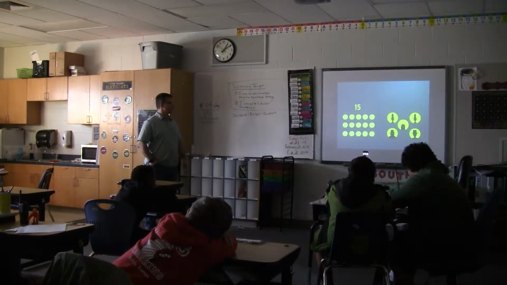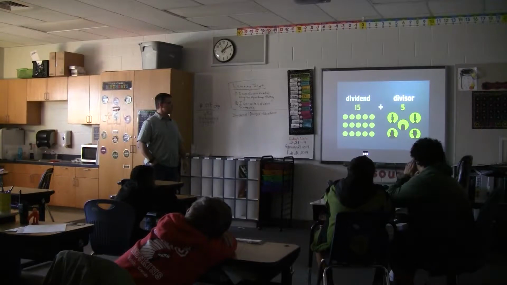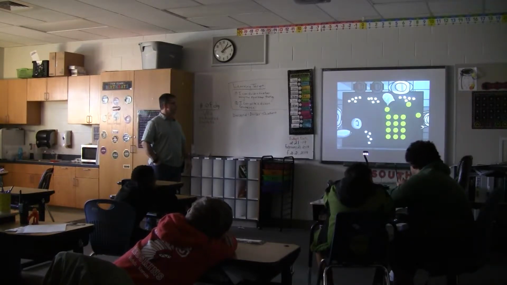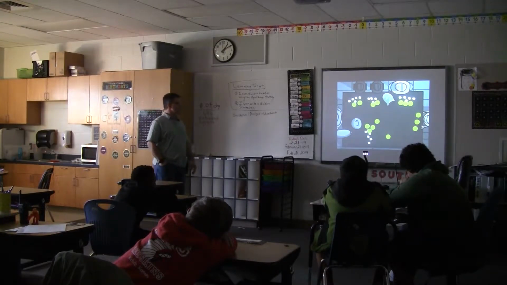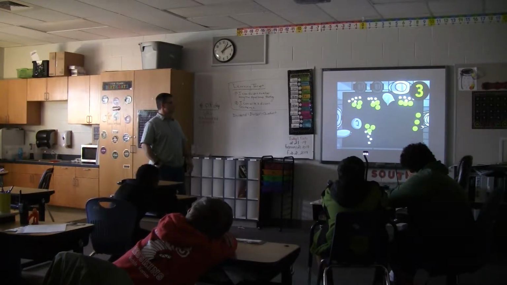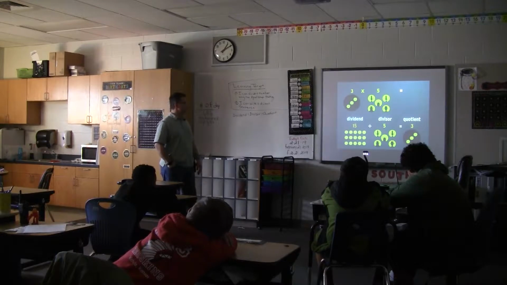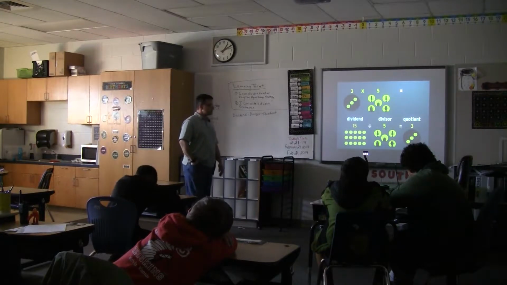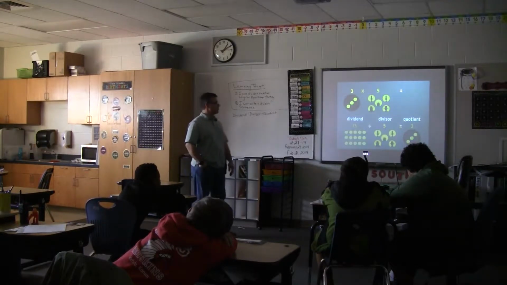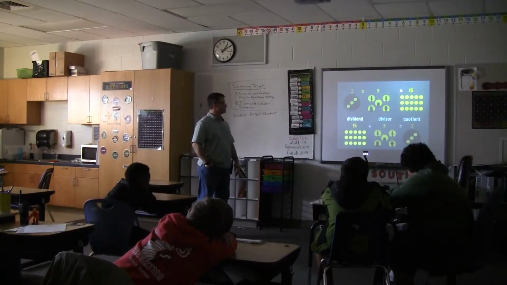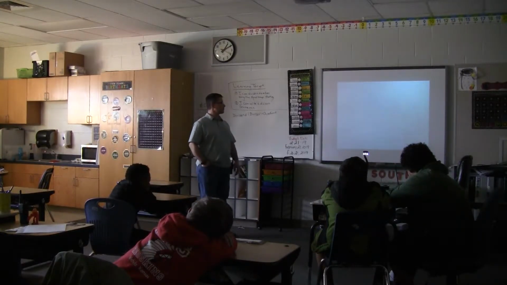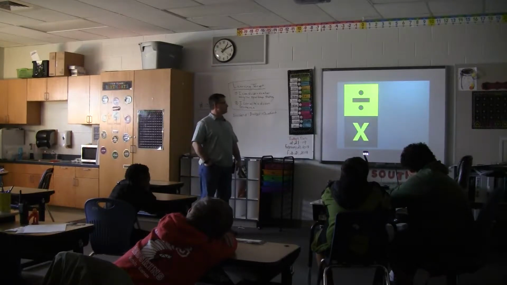Now let's see. How many times can we divide 15 by 5? Yep, you got it. We can divide 15 coins into 5 groups of 3 coins apiece. And you can check your answer by multiplying the quotient by the divisor. If your answer is the dividend, you've done it right. Let's see, 3 times 5 equals 15. Yep, we got it. That's because division is sort of like the opposite of multiplication, in the same way that subtraction is the opposite of addition.